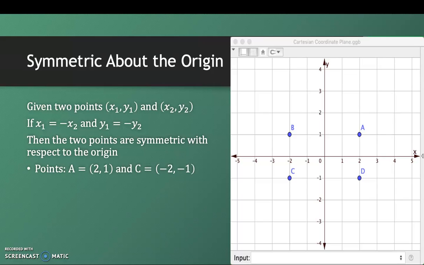For example, points A and C. A is (2, 1) and C is (negative 2, negative 1). The x-coordinates and the y-coordinates are a negative of the other. Similarly for points B and D. B is (negative 2, 1) and D is (2, negative 1). The x-coordinates and the y-coordinates are a negative of the other.